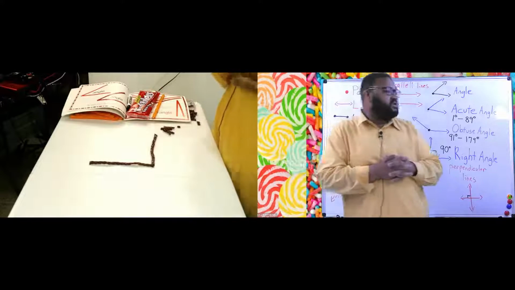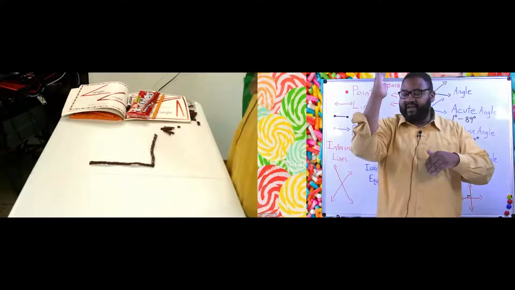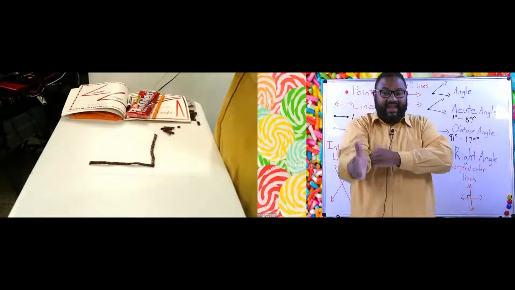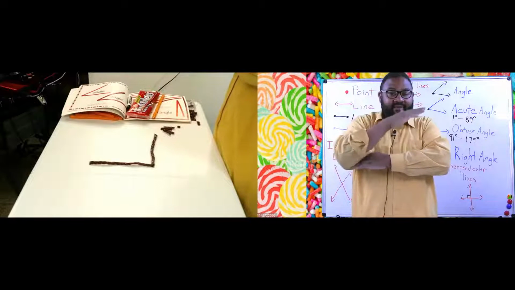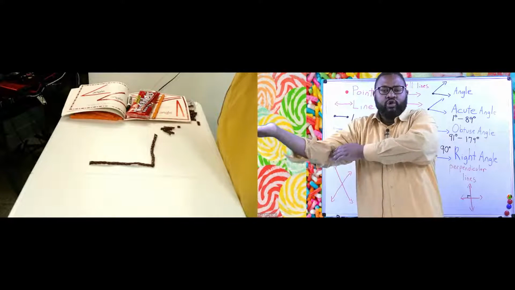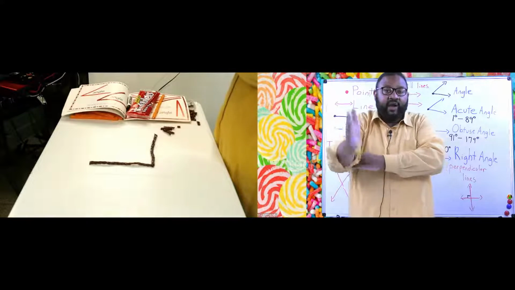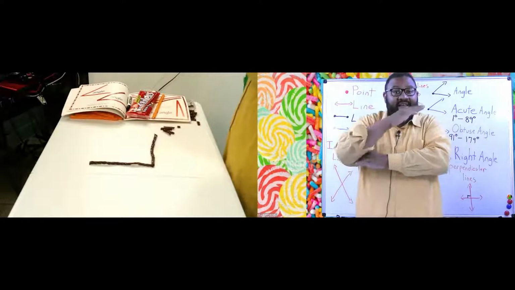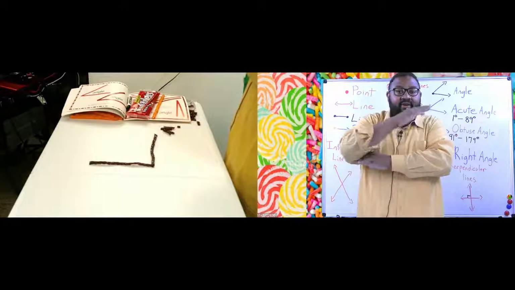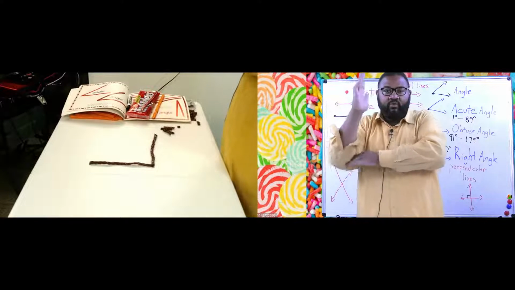And I got a little song that I do that goes along with that. And if you want to help me out real quick, you can join me. I put my hand up like this, and I go right angle, right angle, right angle, right angle. Acute little angle, acute little angle. Obtuse angle, obtuse angle. All right, you want to sing with me? Sing with me. Right angle, right angle, right angle, right angle. Acute little angle, acute little angle. Obtuse angle, obtuse angle.